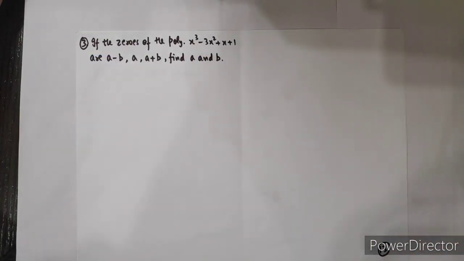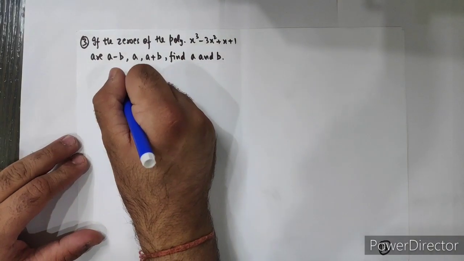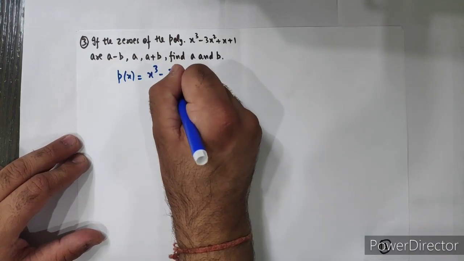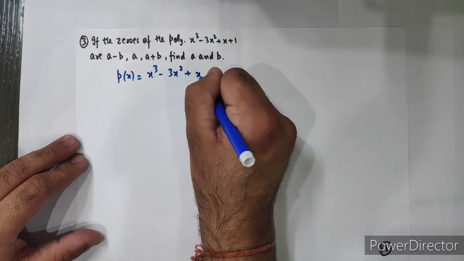Question number 3 of the same exercise is: if the zeros of the polynomial x cube minus 3x square plus x plus 1 are a minus b, a, a plus b, we need to find the values of a and b. So let us name the polynomial p(x). The polynomial is x cube minus 3x square plus x plus 1.